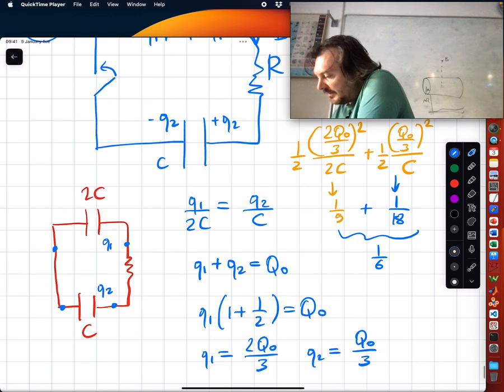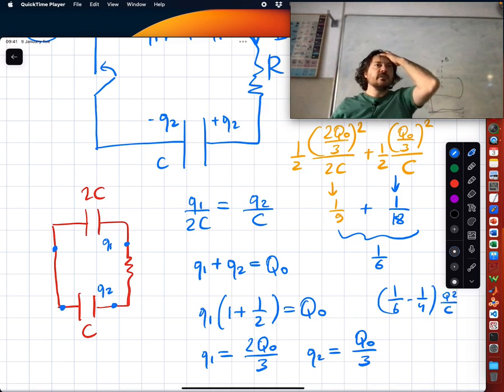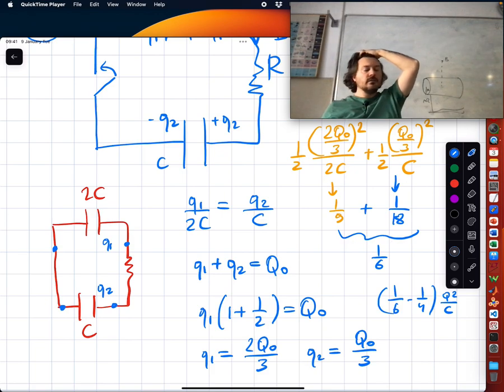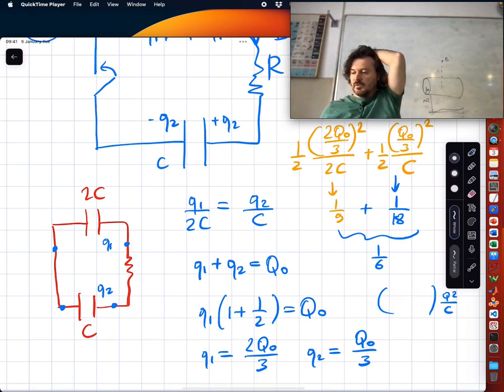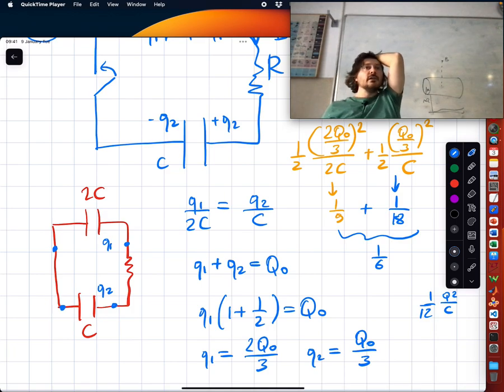The difference is dissipated. 1 over 6 minus 1 over 4 times Q squared over C. That's how much is dissipated. Is this correct? What does it give you? 1 over 12. Is this correct? Very good.